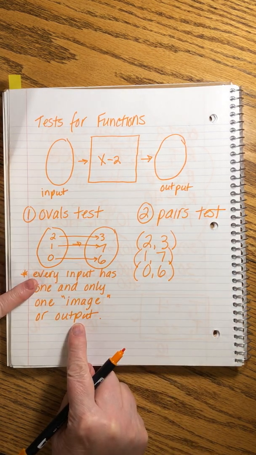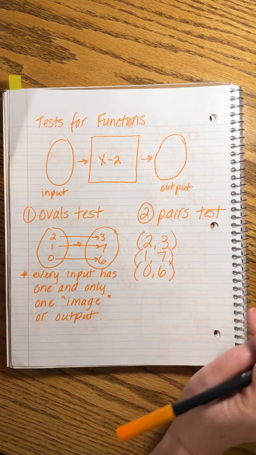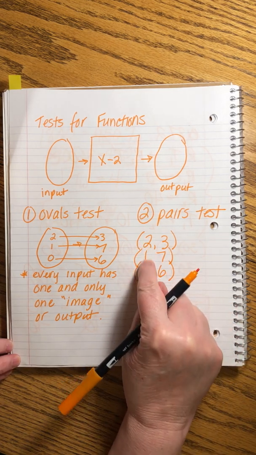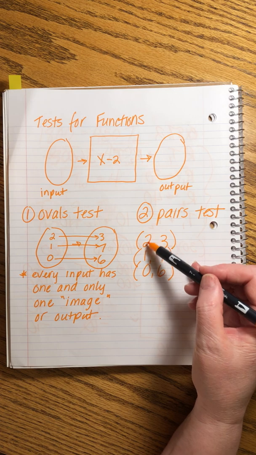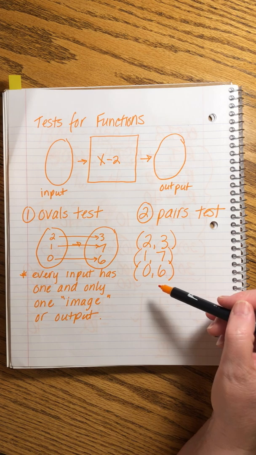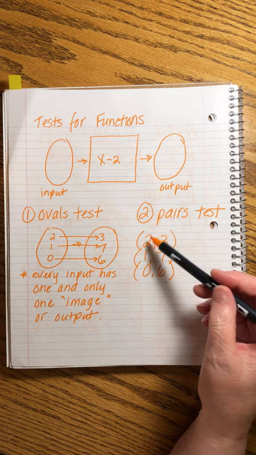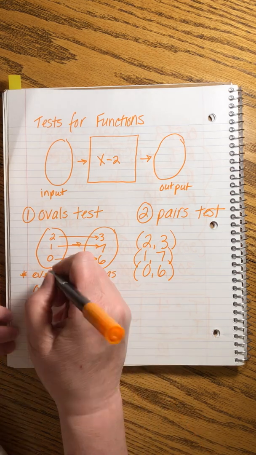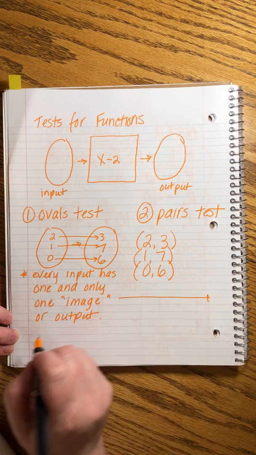And the rule is exactly the same for the pairs test. Every input has one and only one image or output, right? It works exactly the same. We look at the first ones. If there are no repeats, we're done. We don't even have to look any further. But if any of the first numbers, the x's, the inputs, whatever you want to call them, they have many names, if we repeat any of those, then we have to check and make sure that they always are matched to the same one, right? So this rule works the same on this side. It's the same rule, okay?